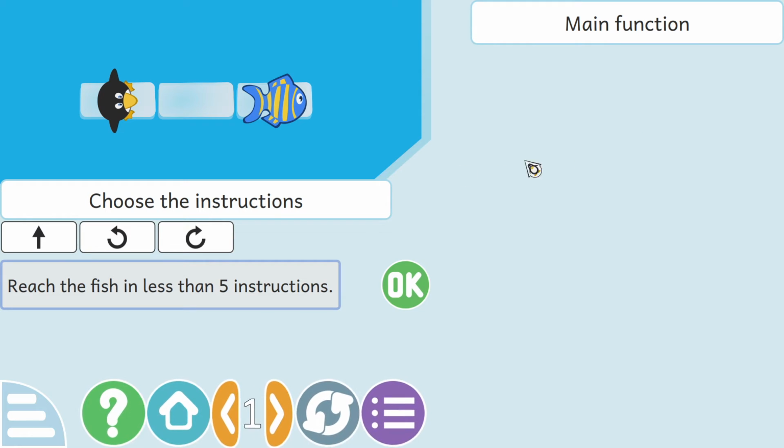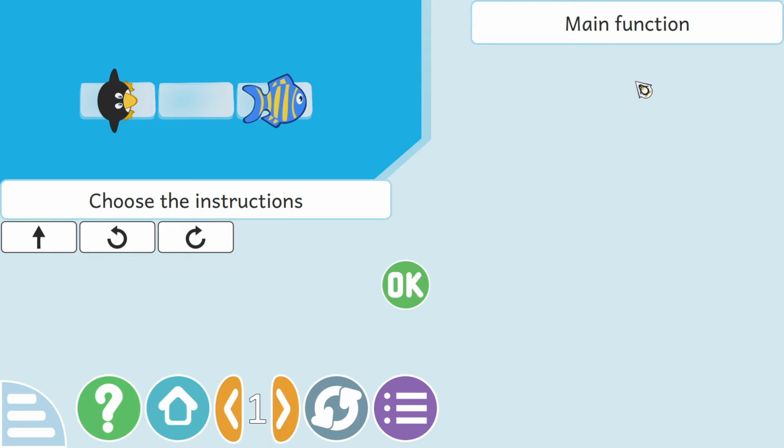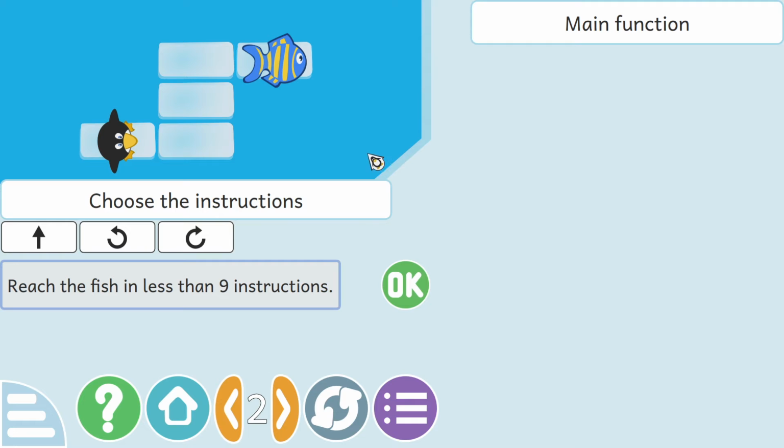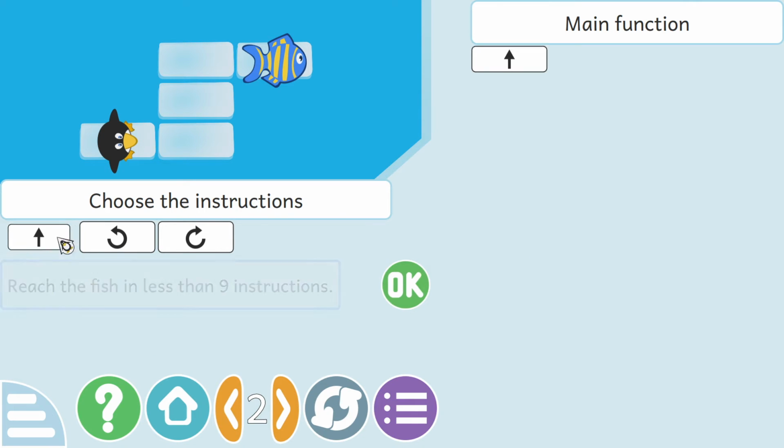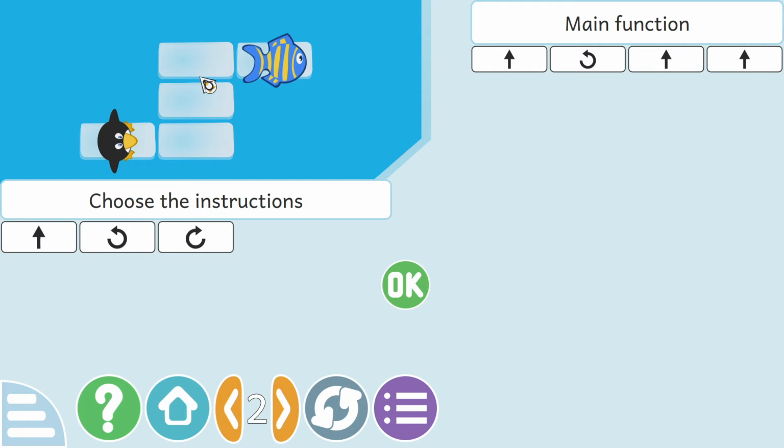Okay. So I've got to reach the fish in less than 5 instructions. So I'm just going to get tux to walk forward and then walk forward again. So 1 step forward, 2 steps forward, and reach the fish. It will get a little bit harder, but that's all right. So 1 step forward, turn left. So now I'll be facing this way. 2 steps forward, and then turn right. And the last thing we've got to do is to walk forward one last time. So forward, left, forward, right, forward.